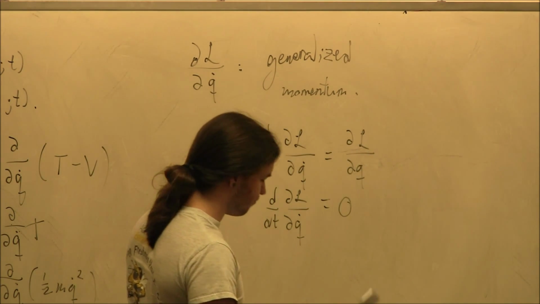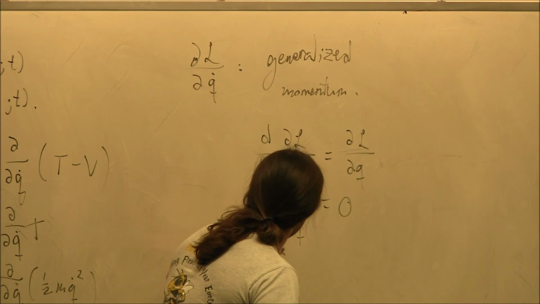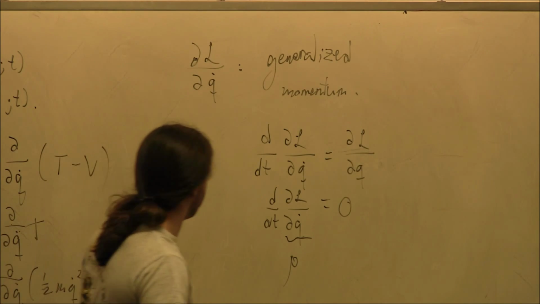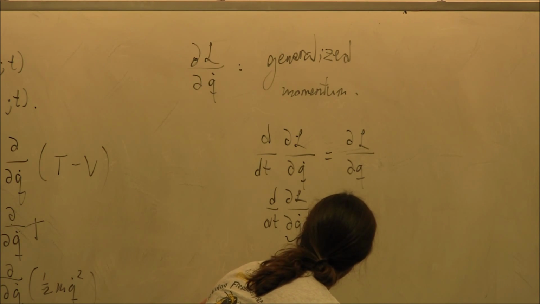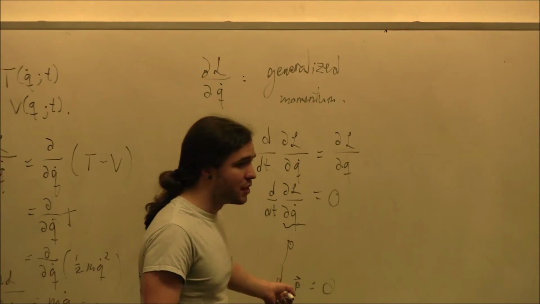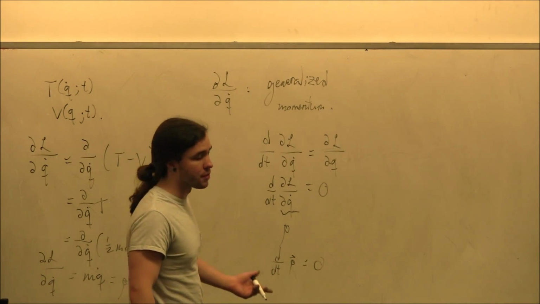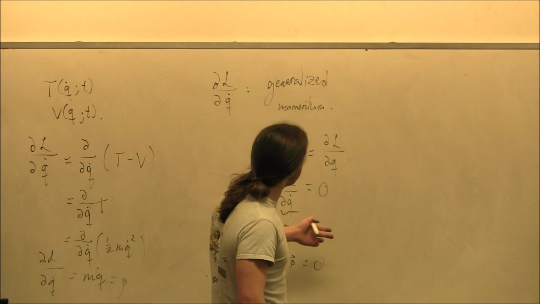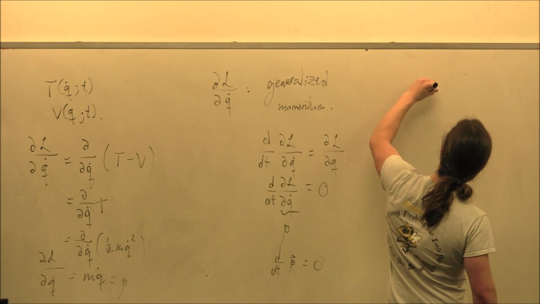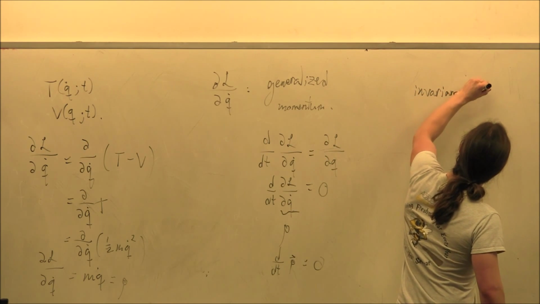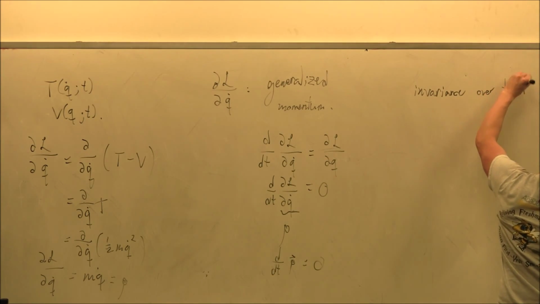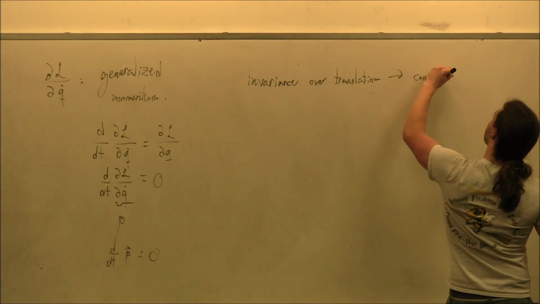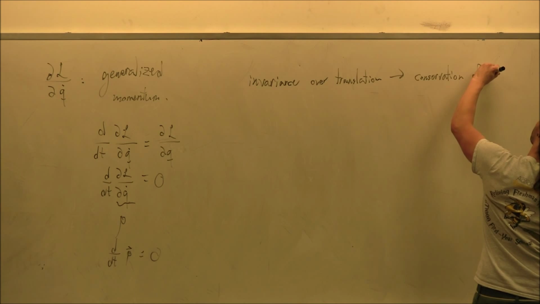And what you have now is what we had earlier defined to be the momentum, basically. So we can say that d by dt of this momentum is equal to 0, which means that this momentum is going to be some constant, because when you take the time derivative of some constant in time, it is 0. So what we see here is that from the concept of having invariance over translation, we get conservation of momentum.